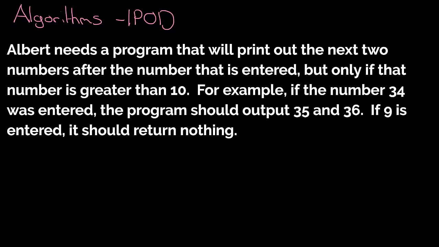So here we go. Let's read through this. Albert needs a program that will print out the next two numbers after the number that is entered, but only if that number is greater than 10. For example, if the number 34 was entered, the program should output 35 and 36. If 9 is entered, it should return nothing. Okay, so there's our algorithm.